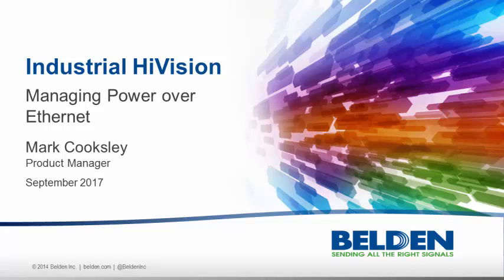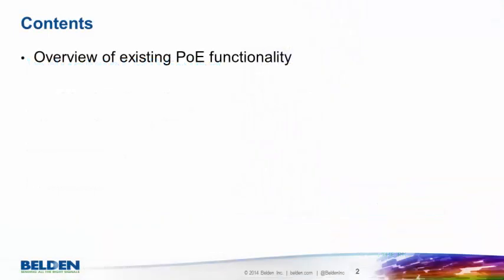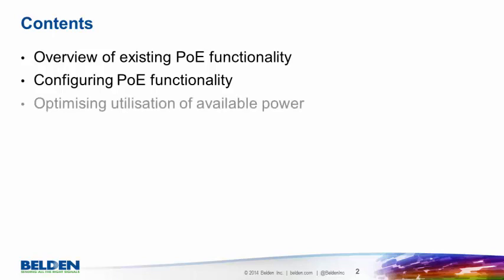In this short video, I'm going to show you how to use Industrial HiVision to achieve three things related to power over Ethernet. The first is to obtain a comprehensive overview of the PoE functionality on your network. The second is to configure PoE functionality on your network. The third is to optimize the utilization of available power in order to support the maximum number of devices.